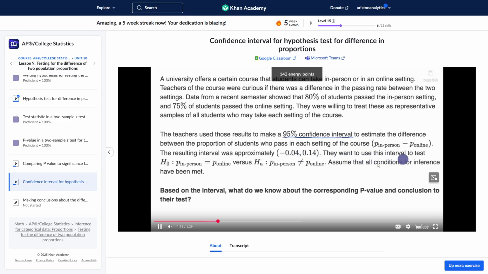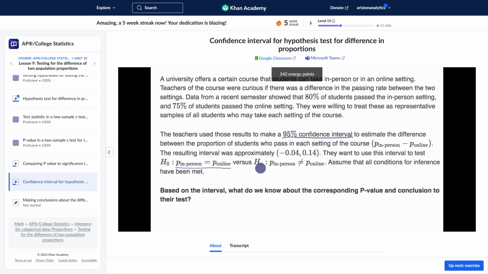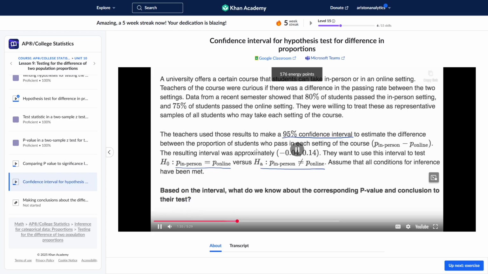They want to use this interval to test their null hypothesis that the true proportions are the same versus their alternative hypothesis that their true proportions are different. Assume that all conditions for inference have been met. Based on the interval, what do we know about the corresponding p-value and conclusion to their test? So pause this video and try to figure it out on your own.